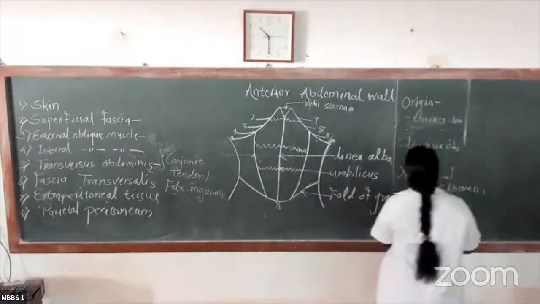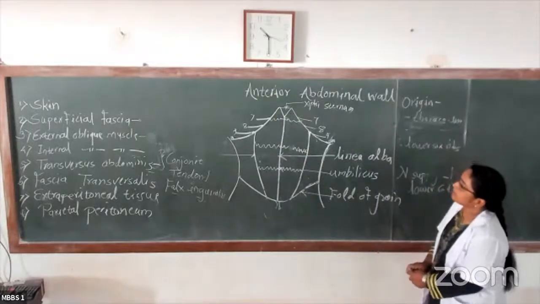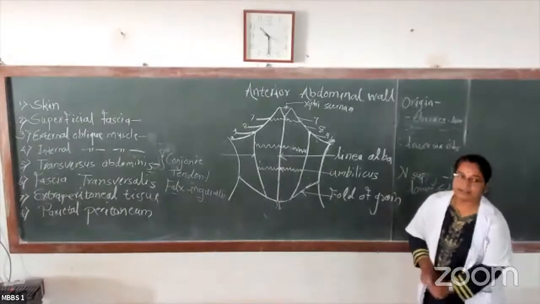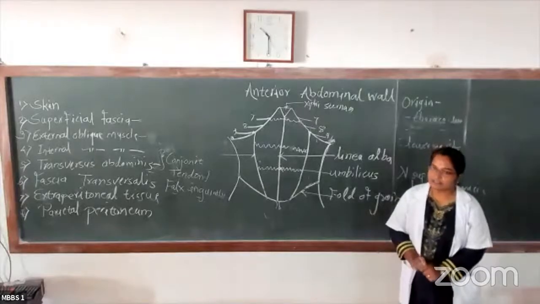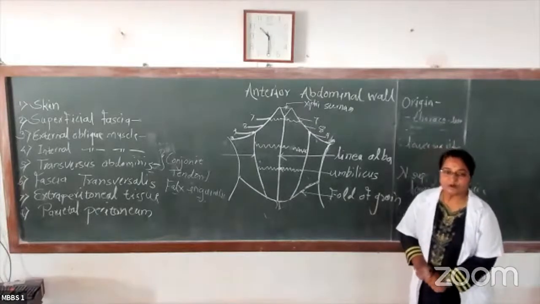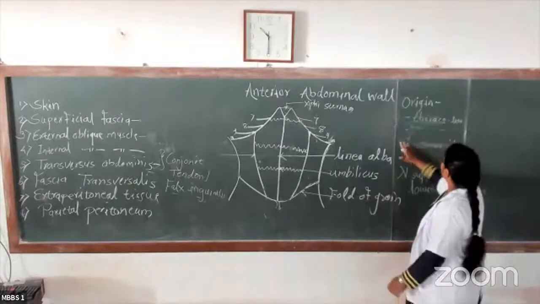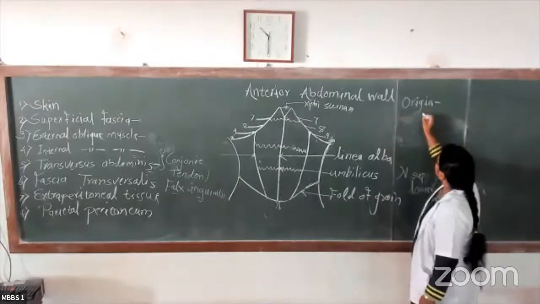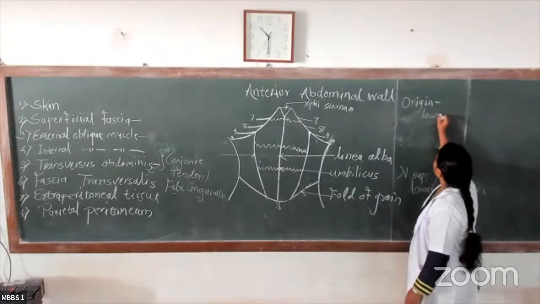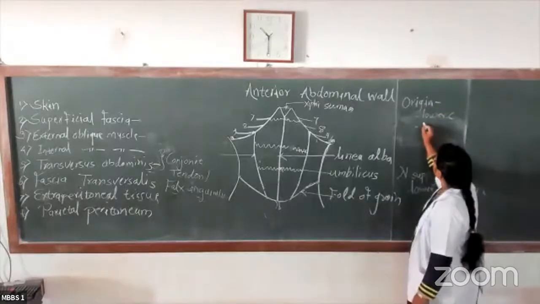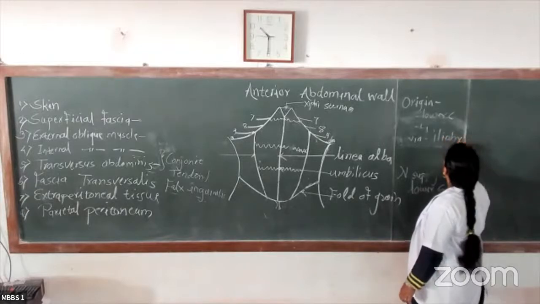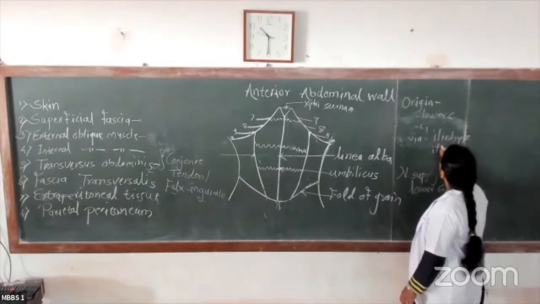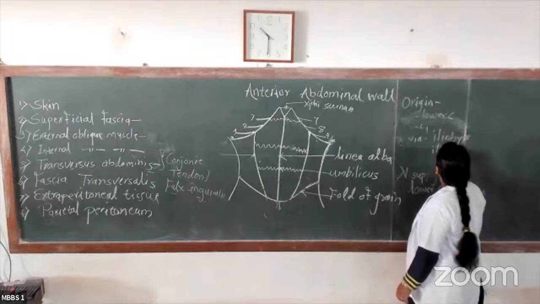Again, this transversus abdominis is supplied by the ventral rami of the lower 6 thoracic nerves and the first lumbar nerve, via the iliohypogastric and ilioinguinal nerves. So the lower 6 plus the first lumbar nerve run via the iliohypogastric and ilioinguinal nerves.